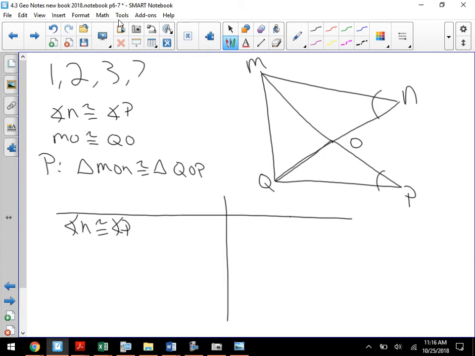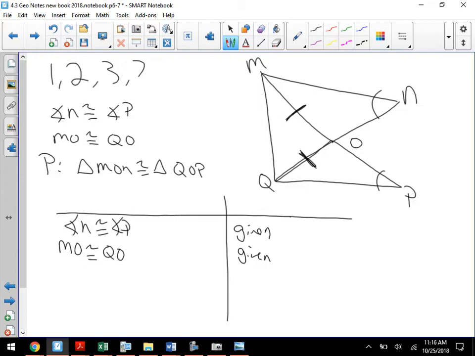Go to the next one. It says MO and QO segments are congruent. Oh, write down given. So now you have to sit there and think about what can you do.